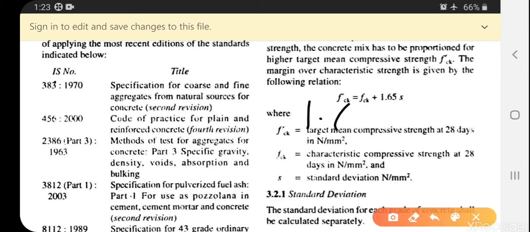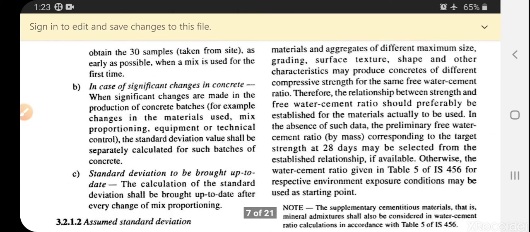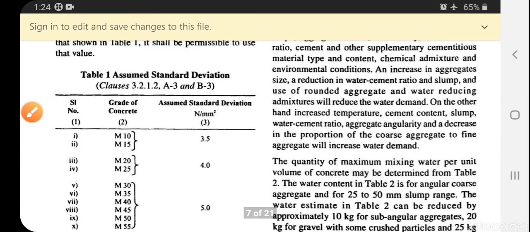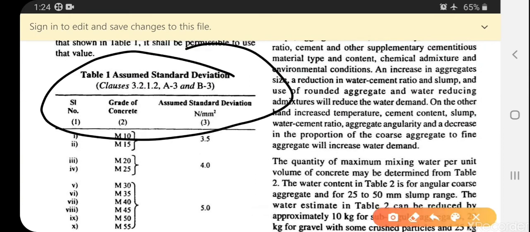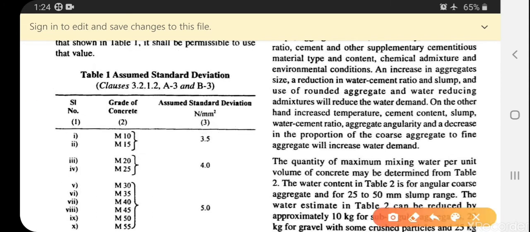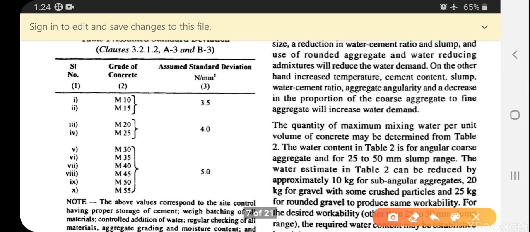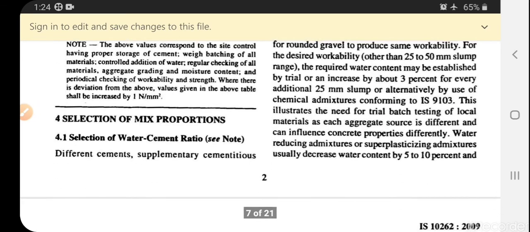This 1.65 is a constant, and S is nothing but the standard deviation. This standard deviation value will be in terms of Newton per mm square. This should be taken from the table. So here there is a standard deviation table. For M10 the standard deviation is 3.5, M15 is 3.5. For M20 and M25 the standard deviation value is 4, and for M30 to M55 the standard deviation value is 5. So depending on the grade of the concrete, the standard deviation value should be taken.